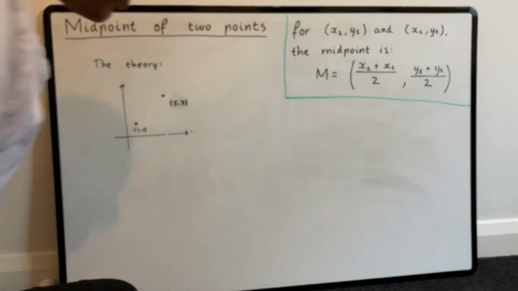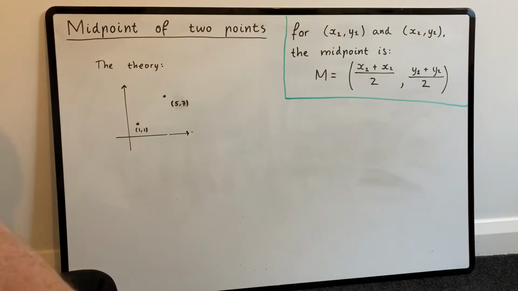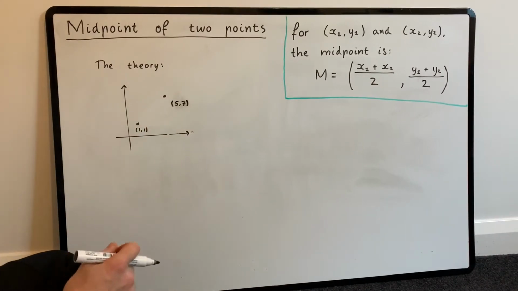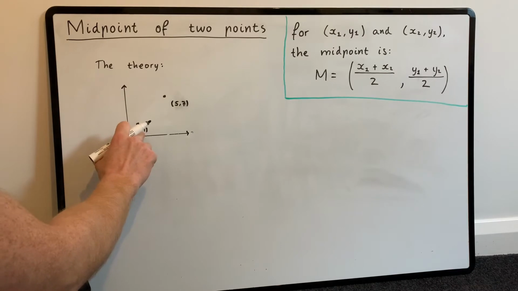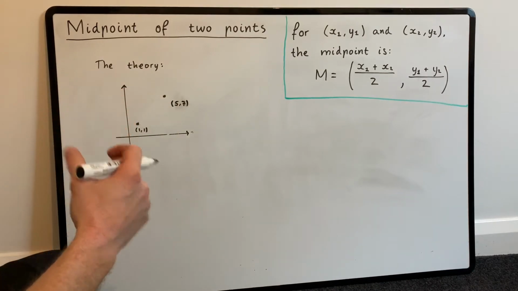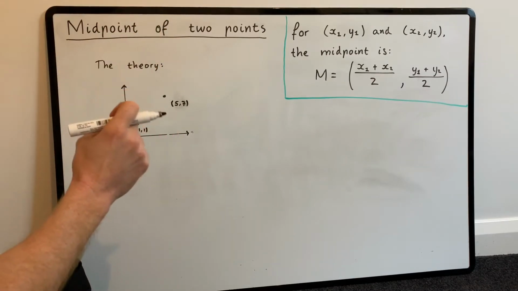Okay, now we're going to talk about the midpoint of 2 points. Let's talk about the theory of it. Suppose we've got 2 points, (1, 1) and (5, 7), and we want to find where is the middle of those 2 points.